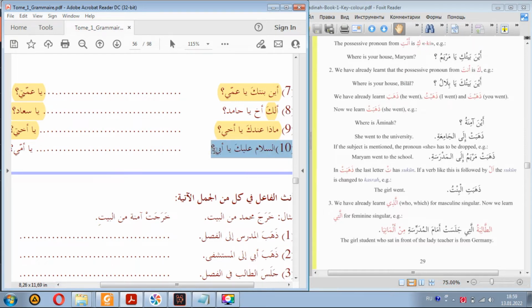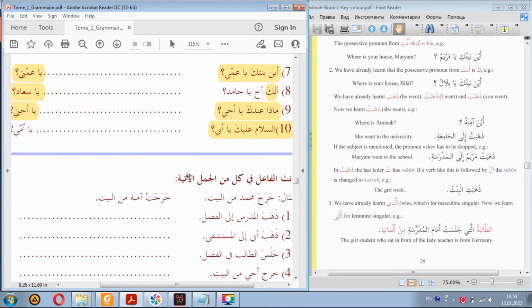السلام عليك يا أبي. Well, this question mark is not supposed to be here. It doesn't make sense. So again, that's a mistake. There is supposed to be a dot, like السلام عليك يا أبي, or السلام عليكِ يا أمي. That's it.